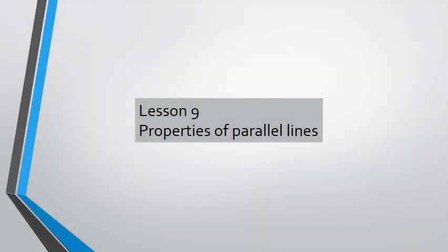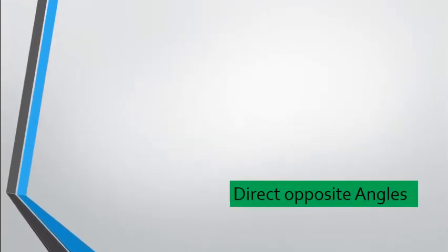Lesson 9. This lesson 9 is about all the properties of parallel lines. The first one that we're going to deal with is all about opposite angles.